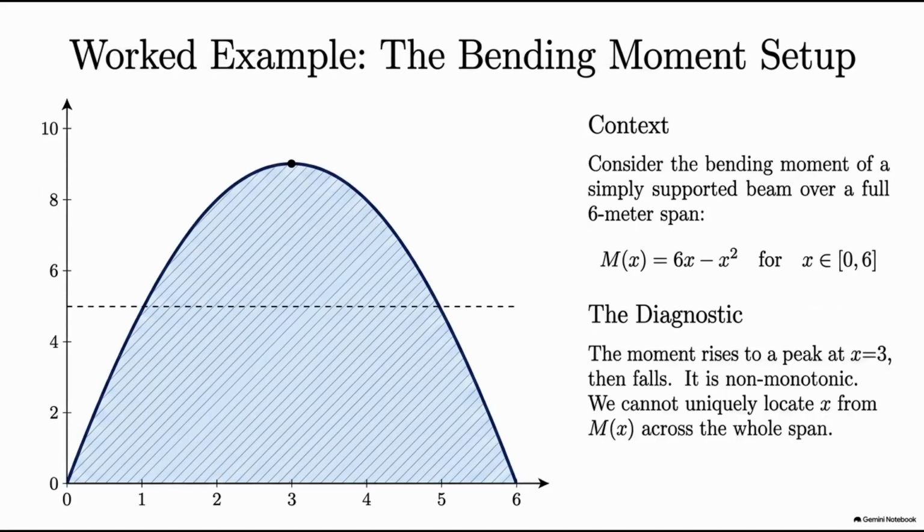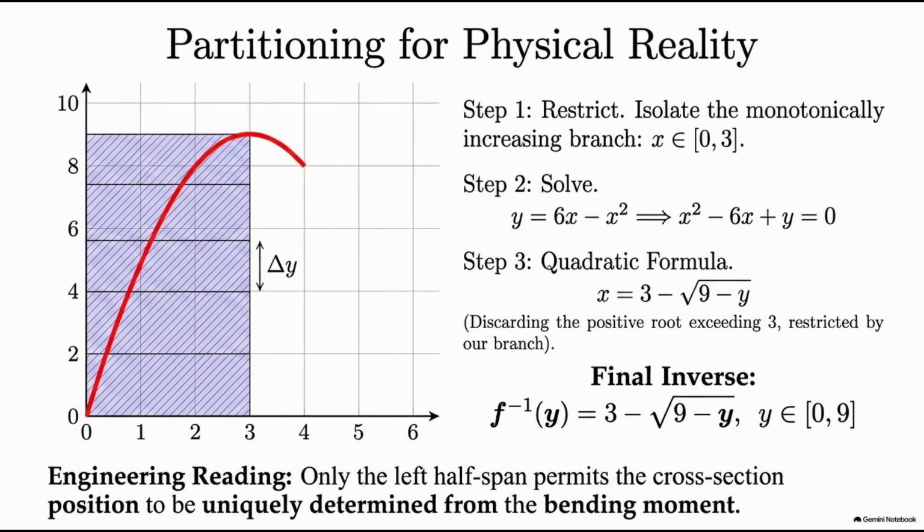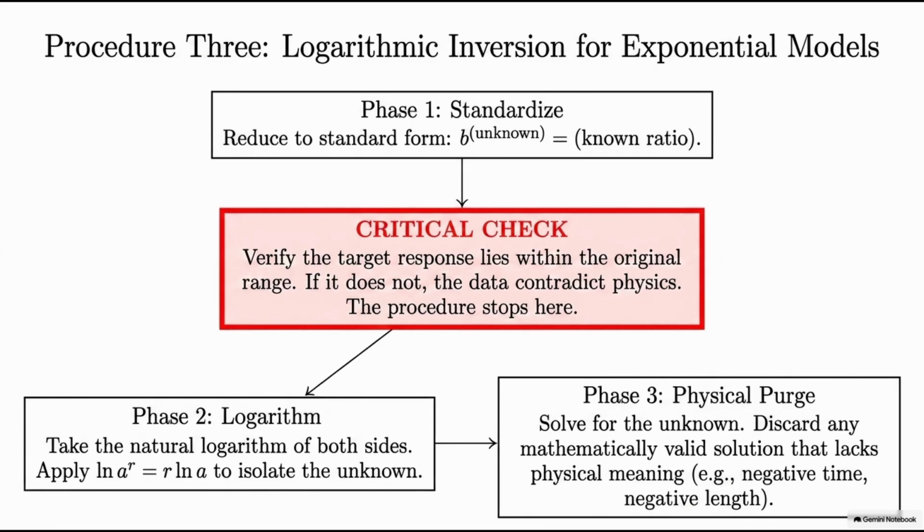Consider a simply supported beam with a parabolic moment distribution. If we restrict our domain to the left half span where the moment increases monotonically, we can solve the quadratic relationship for distance. Choosing the physically valid root gives a clear formula mapping bending moment directly to cross-section position across its valid range. Procedure 3 governs logarithmic inversion for exponential models, with mandatory range verification first.